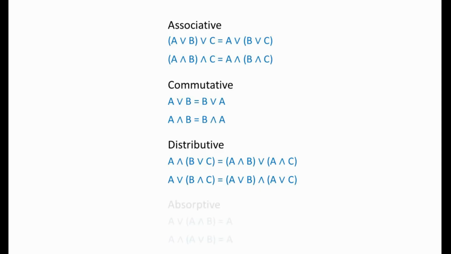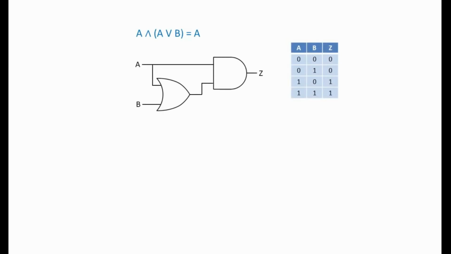We can now add another law, the so-called absorptive law, also known as the redundance law. The absorptive law can also be proved with truth tables. Notice here that only when input A is 1 can the output be 1. In fact, the output is always the same as A. So if you can spot the term A and (A or B) within a complex expression, it can be replaced with simply A.